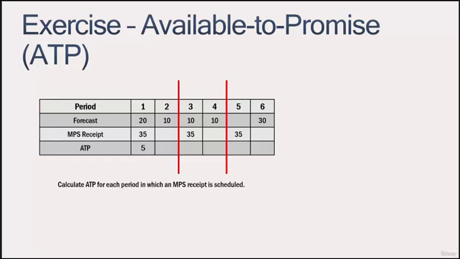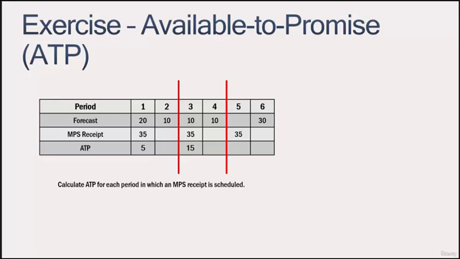For this exercise, let's assume that all ATP pieces from period 1 is consumed and nothing is carried over. You have 35 pieces MPS receipt in period 3, minus 10 pieces customer order for period 3, minus 10 pieces customer order for period 4, equals 15 pieces ATP in period 3. Therefore, in period 3, we have 15 pieces available to promise until the next MPS receipt in period 5.